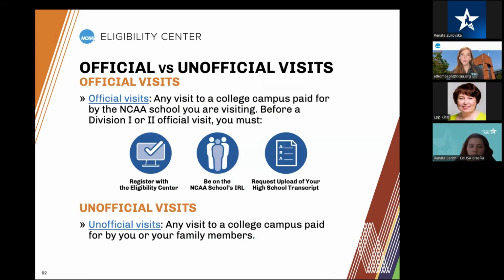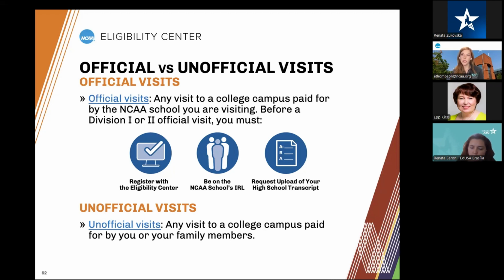And then visits to universities, NCAA schools are referred to as official or unofficial visits. Official visits are ones in which that university is offering to pay for you and potentially up to two family members to come visit their university to determine if that university is the right fit for you. In order to do an official visit, you must first be registered with the Eligibility Center and be on that school's recruiting list, which they take care of by getting your NCAA ID number.